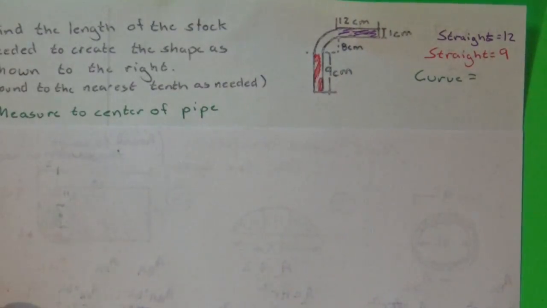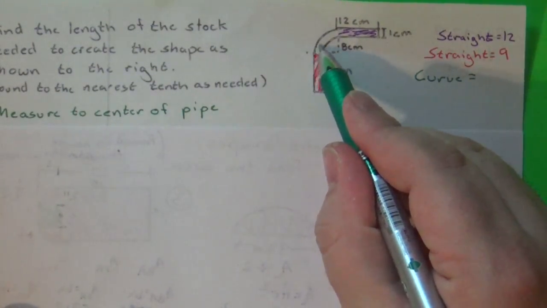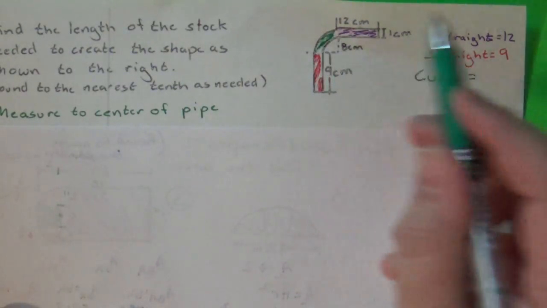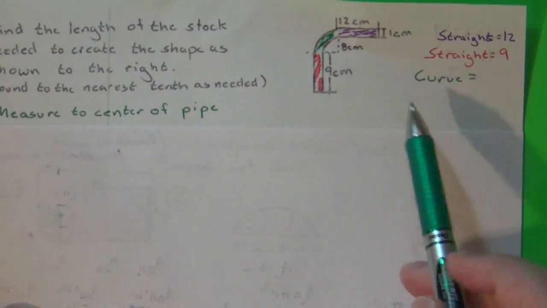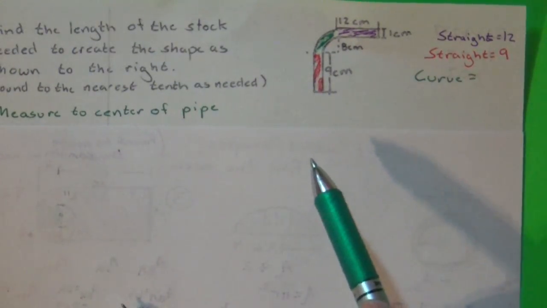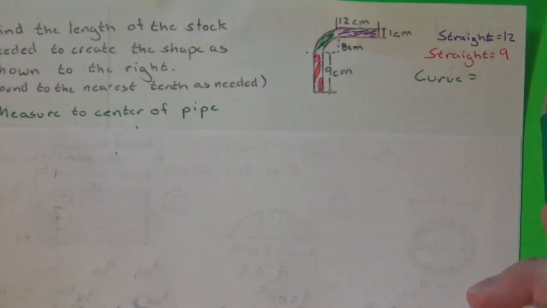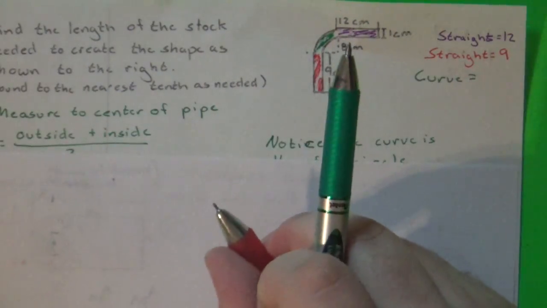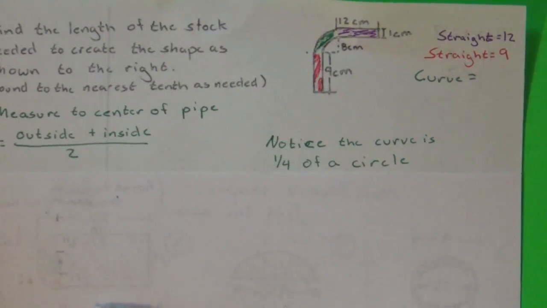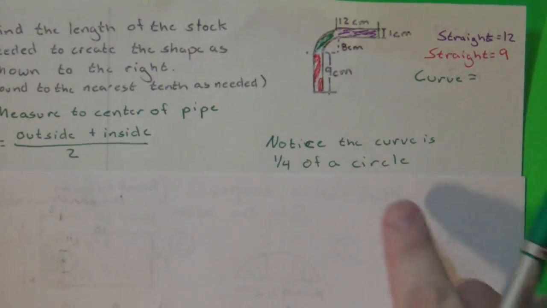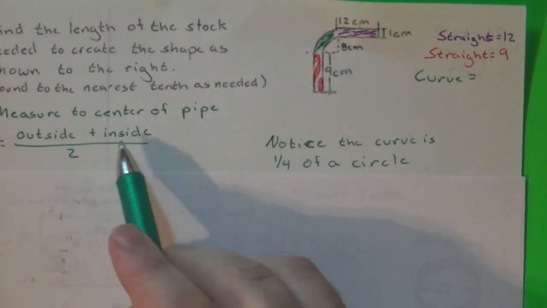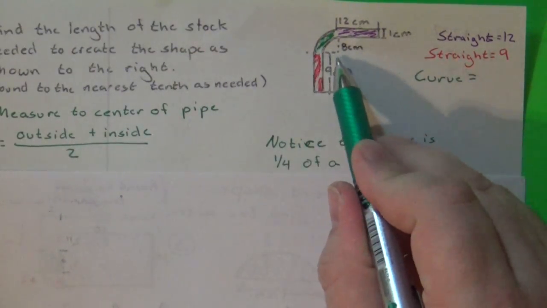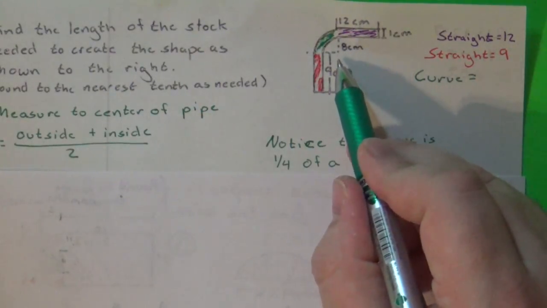My last thing that I'm looking for is the curve right here. And this is where things get tricky. I need to find that curve, and in order to do that, we need to measure to the center of the pipe. Before we start hurting our brains, we need to remember the equation: it's the outside diameter plus the inside diameter divided by 2. Well, look at it. I didn't give you the diameter. I gave you the radius.